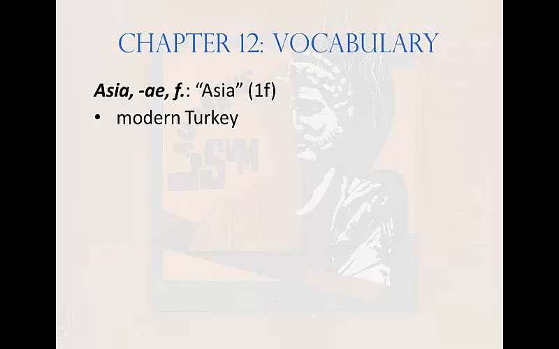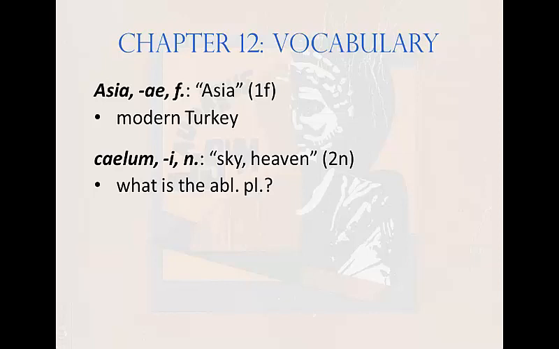Eventually, as the Greeks and Romans extended their understanding of the wider geography of the world, the name Asia came to be applied to the entire continental mass, now called Asia. The next word is caelum, neuter, meaning sky or heaven. It's a second declension neuter noun. What would be the ablative plural of this word? Good, caelis.